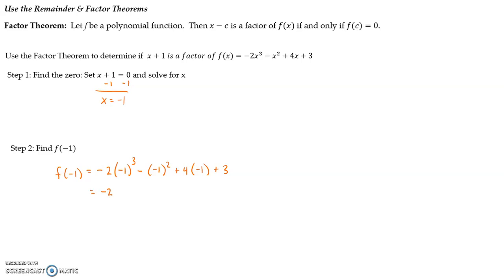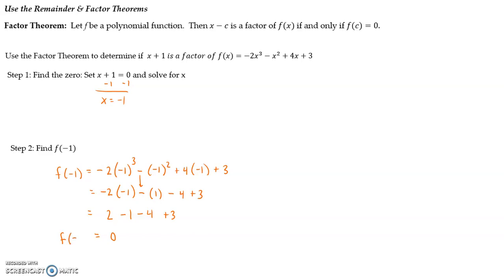We've got -2 times the -1, all of that cubed, which is going to give us a -1. This minus sign is that one, right? We've got -1, the whole thing squared. That's going to give us a positive 1. 4 times negative 1 would be a negative 4. And then we have the plus 3 at the end. So this will give us positive 2 minus 1 minus 4 plus 3. And if we add these together, we're going to end up with 0.